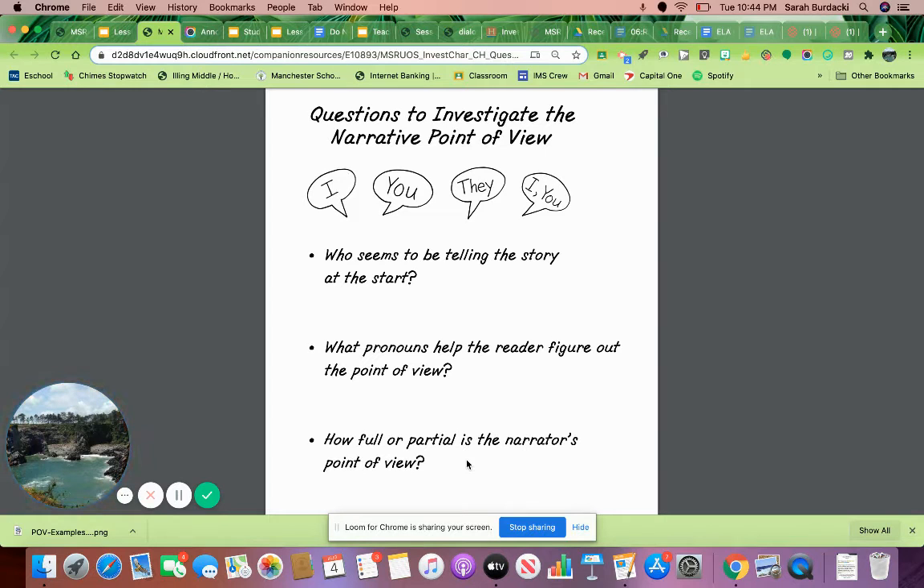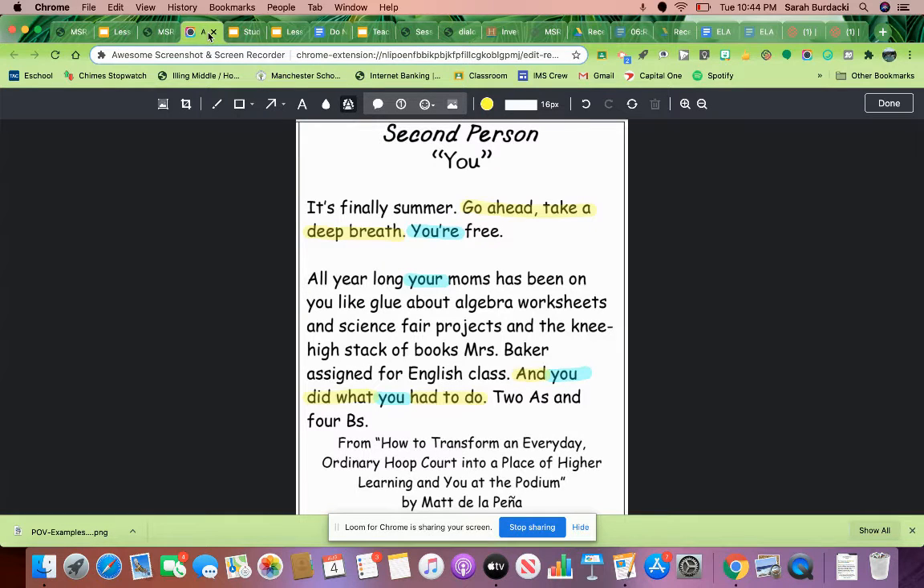Okay. So I'm going to show you what I did for the Ordinary Hoop Court story. So the first thing that I need to do is go back to the first page and read the first paragraph, maybe the first two paragraphs. So I'm going to read this to you.